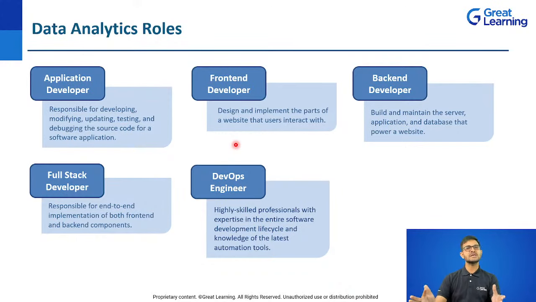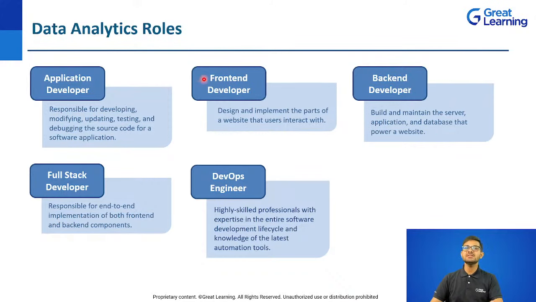So if you go to the website of Great Learning Academy, you will see a lot of things, maybe an apply now button, maybe a course link, right? All those things are designed by a front-end developer. But what goes behind that? Who are the people who are building and maintaining the server, application, and database that power a website? Those are the skills of a back-end developer.